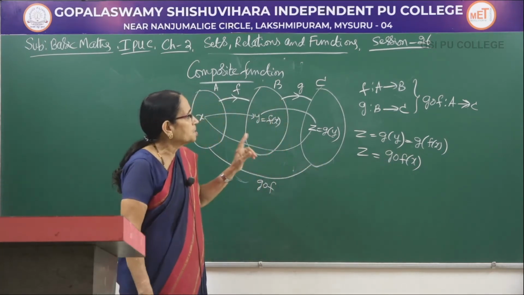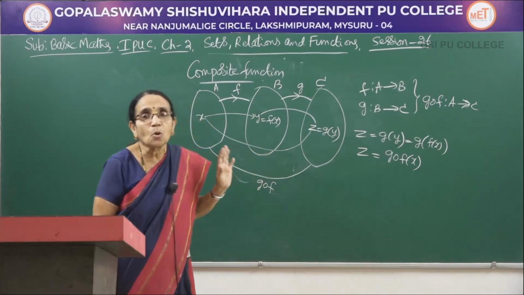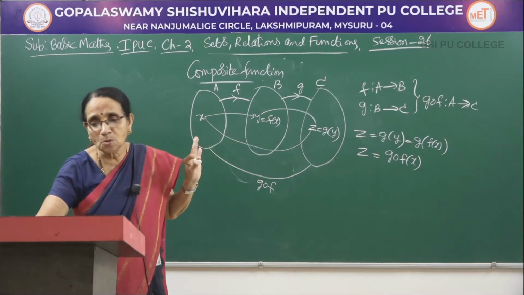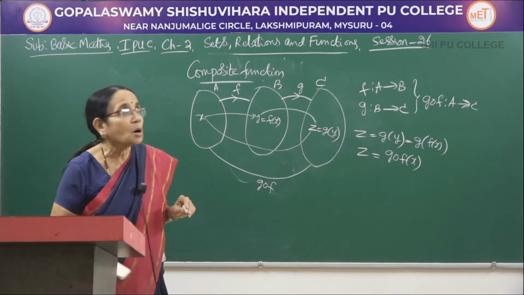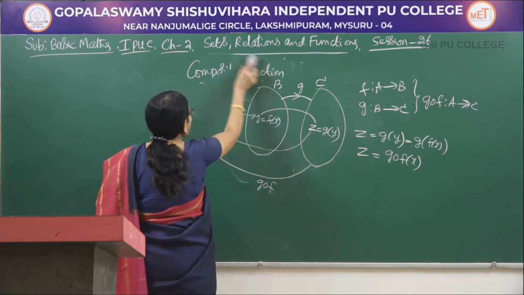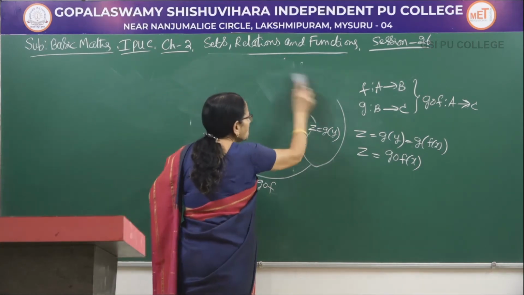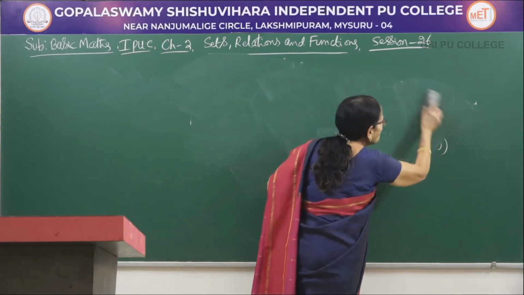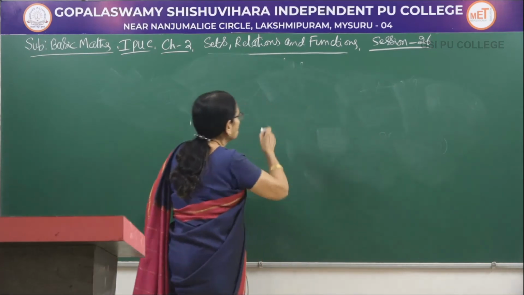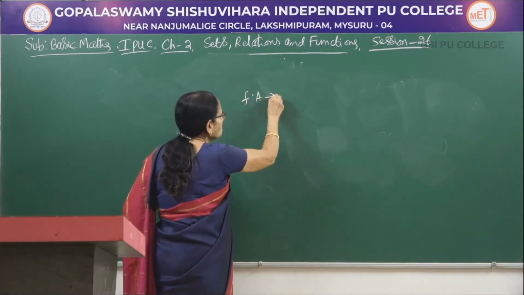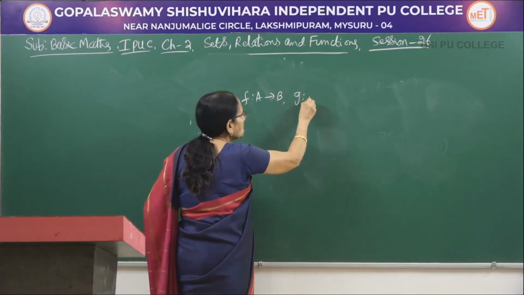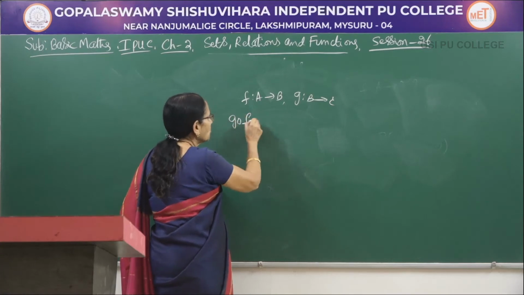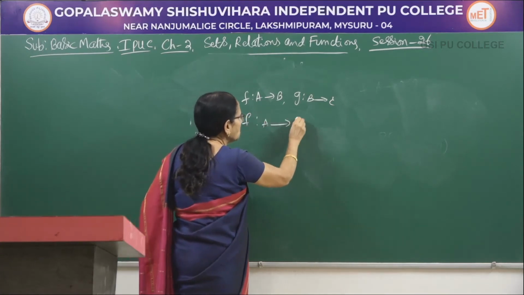So, f from A to B, g from B to C, then g o f is from A to C. So this is called the composite function. Generally we can write like this. Usually the definition is not asked in the examination. The problems have been asked on this one. You write like this: f is from A to B, g is from B to C, then g o f is from A to C.